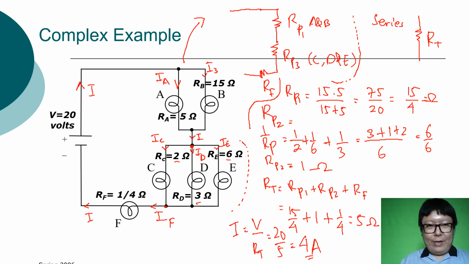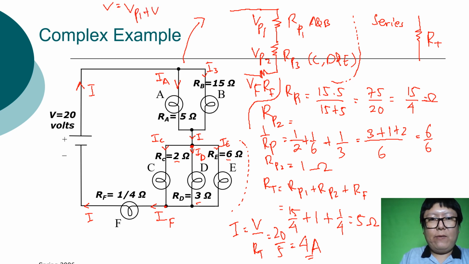Okay, now how to find the voltage in each resistor? To find the voltage in each resistor, I can split. Maybe I can use this one. So in here, VP1 and then VP2, and this is VF. If you see this diagram, then you will get the result V equal to VP1 plus VP2 plus VF equal to 20.